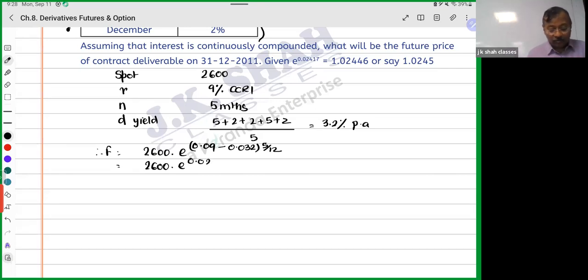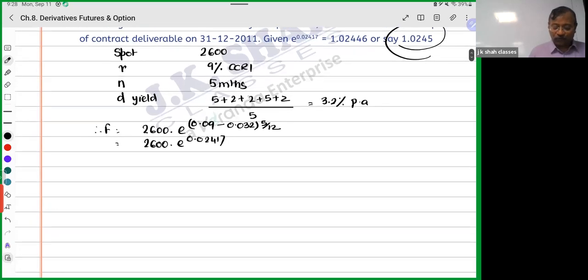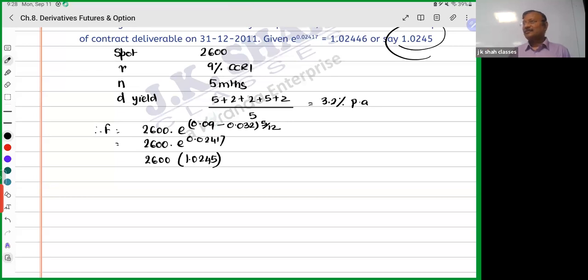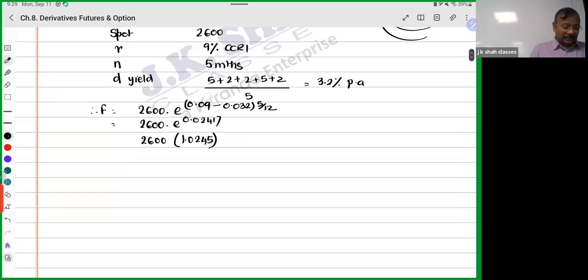0.02417, और उसका वैल्यू e से 1.0245 दिया ही होगा। और ये नहीं भी दिया होता, e raised to 0.02417 would be 1.024, उतना तो 3-4 डिजिट तक तो कर ही सकते हैं। ओके, 2600 into 1.0245.